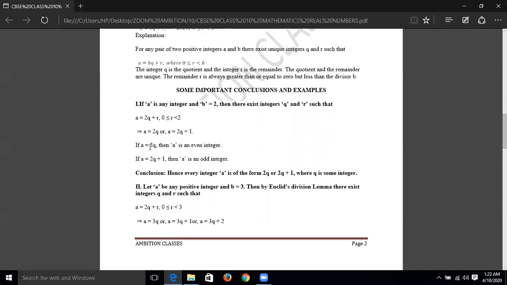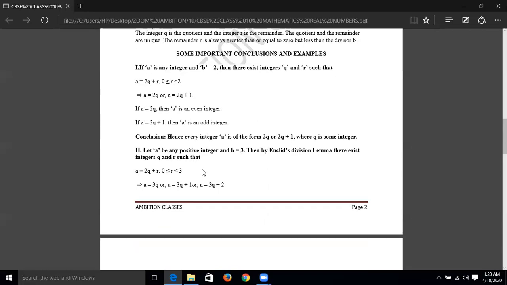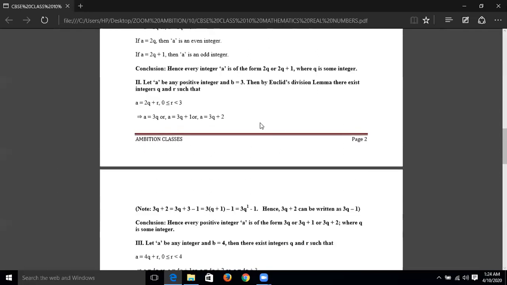So any integer can be written in the form 2q or 2q plus 1. If a equals 2q, then a is an even integer. If a is 2q plus 1, then a is an odd integer. Hence, we can say every integer a is of the form 2q or 2q plus 1, where q is some integer. For example, you can think 50. It can be written as 2 into 25, where q is 25. You can think 51. So it can be 2q plus 1, 2 into 25 plus 1. In this way, we can write any integer in the form 2q or 2q plus 1.